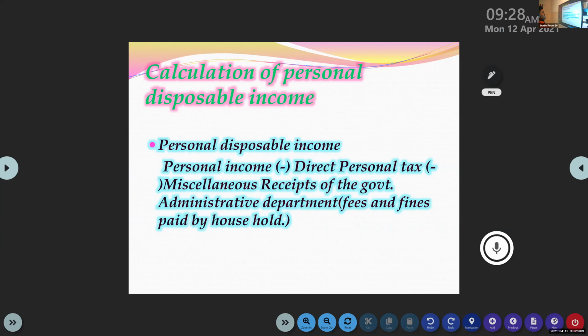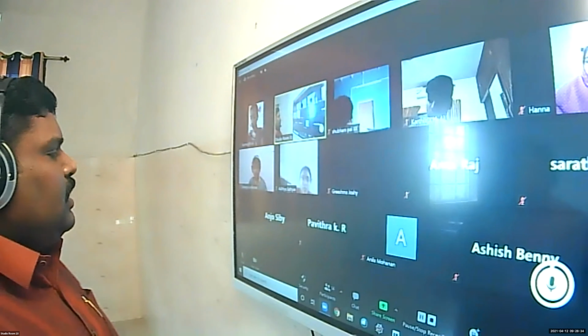So personal disposable income is equal to personal income minus direct personal tax, that is income tax, minus miscellaneous receipts of the government. The government will collect money from the people in various ways. Even if you are purchasing a lottery ticket, the government is collecting money from us. Right or not? So lottery tickets.